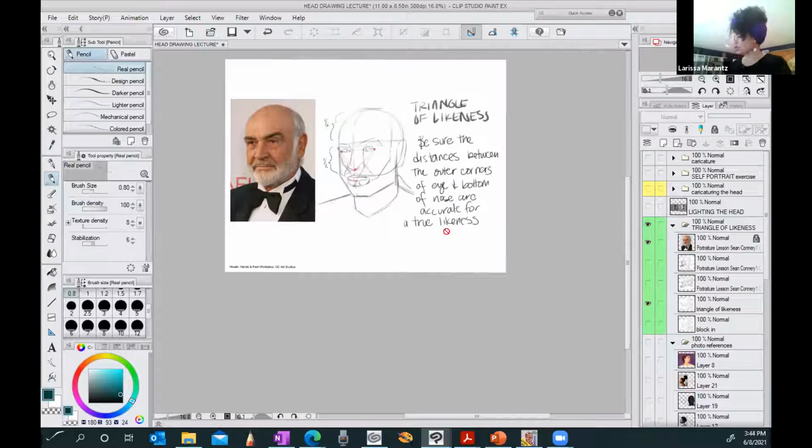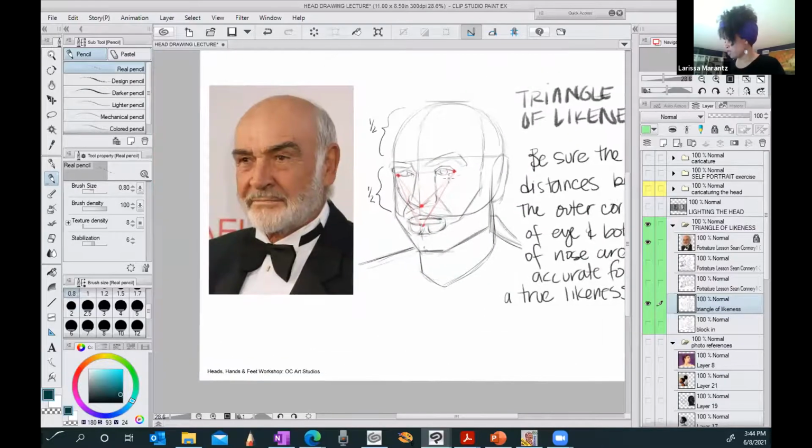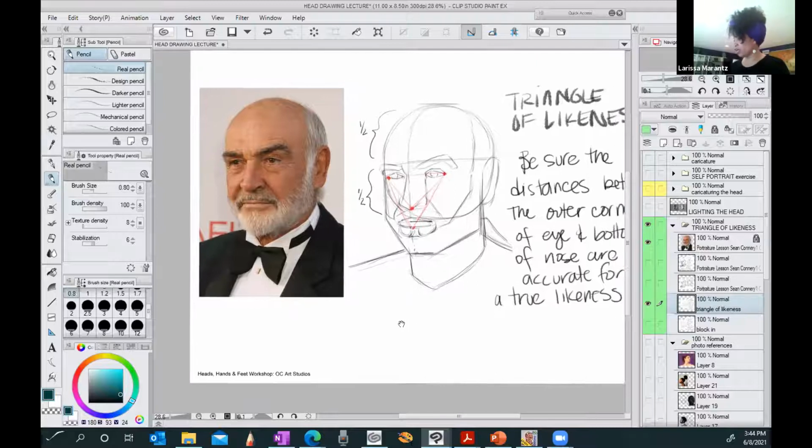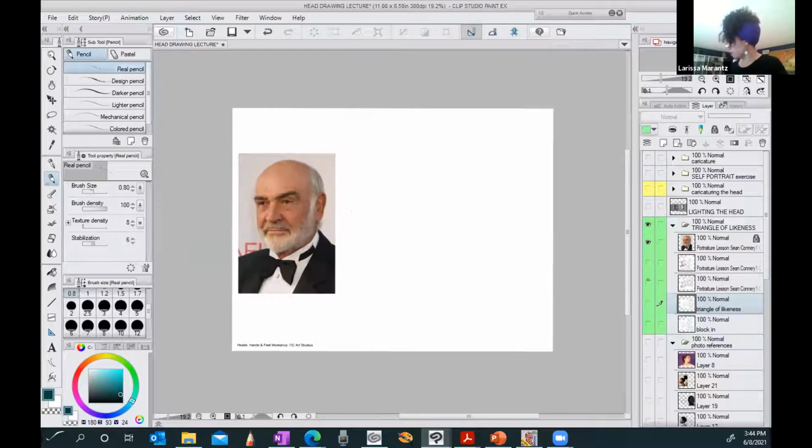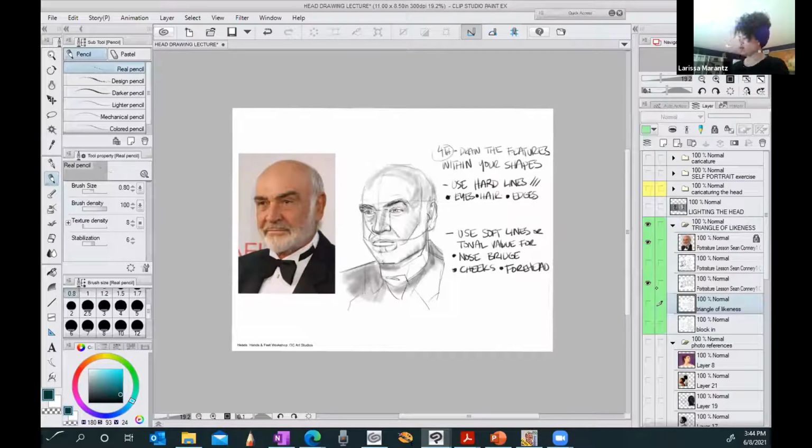Okay, so here's a triangle of likeness. It's the distance between the outside corner of the eye and the bottom of the nose. And that is all spatial relationships. You want to make sure that the spatial relationships between those 3 points are accurate. And same with the distance between the outer corner of the eye and the bottom of the lip, right? That is key, right?